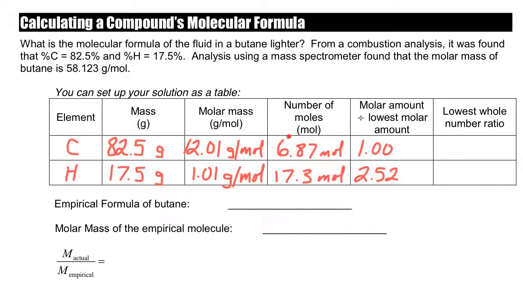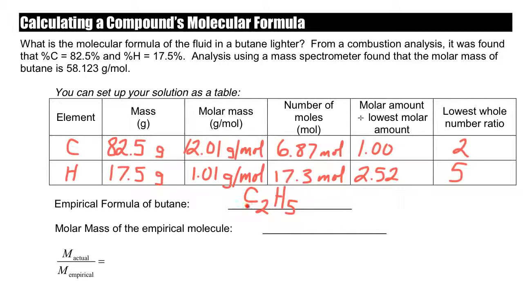So to do that, I find the lowest mole amount, which is 6.87, and I divide each molar amount by 6.87. So I end up with 1 and 2.52. So that's roughly 1 to 2.5. So if we change that into a whole number ratio, that would be 2 to 5. So we would say the empirical formula for this fluid in the lighter is C2H5.